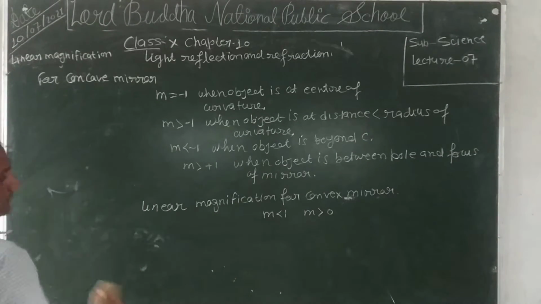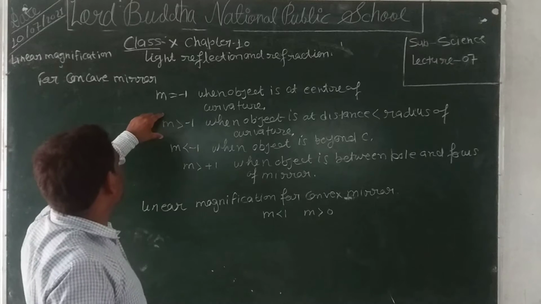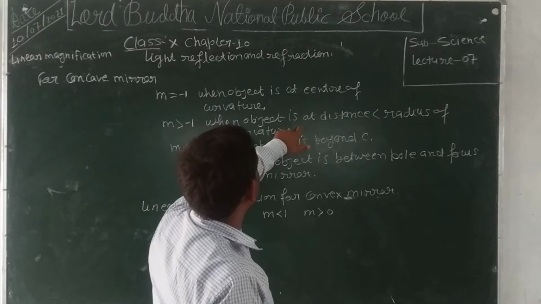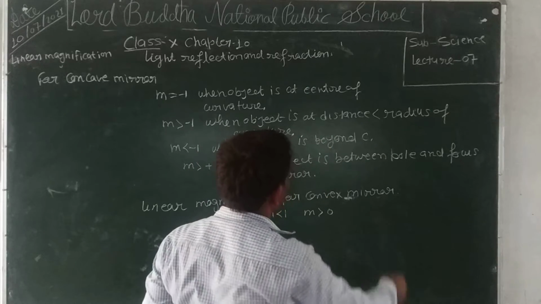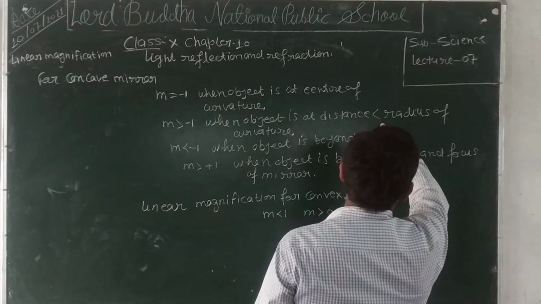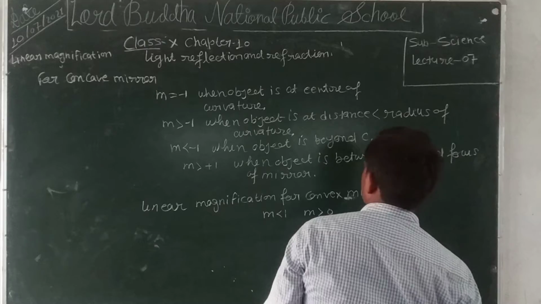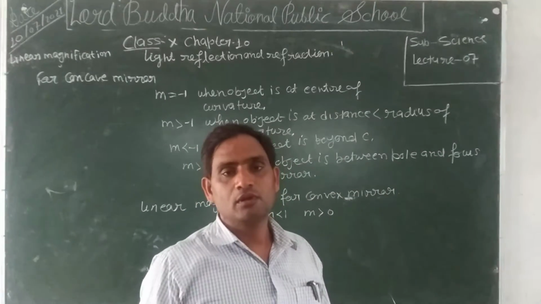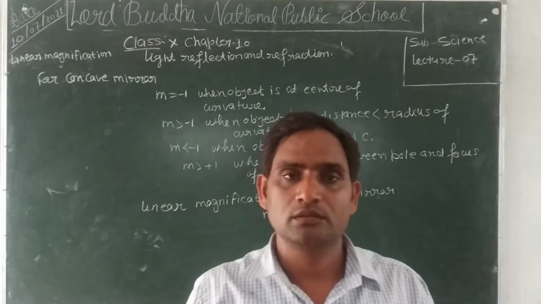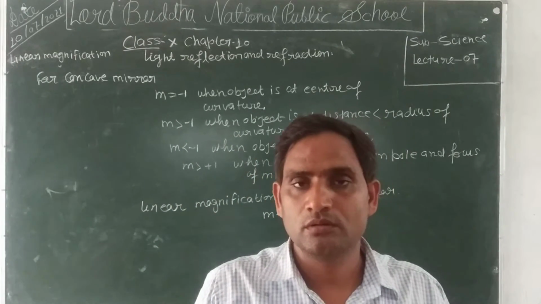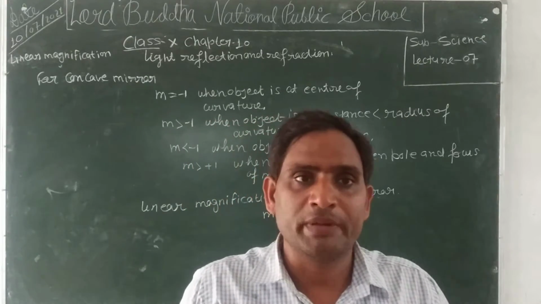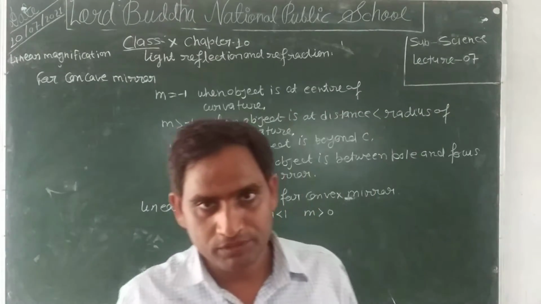Next, the second case: m greater than -1 when the object is at a distance less than the radius of curvature. If we put the object before the radius of curvature, then magnification will be -1.